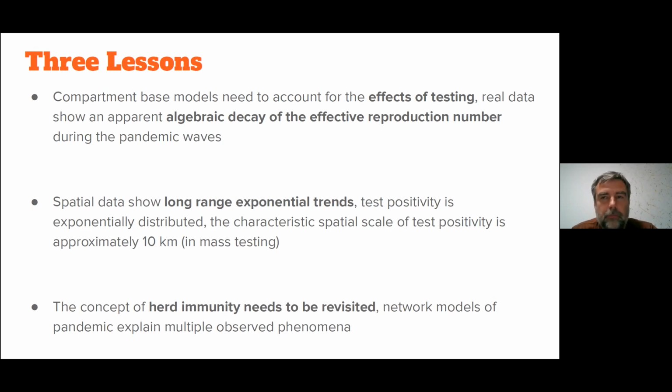So this is the elementary part, which somehow doesn't bend that much. 10 kilometers should have a really high level of correlation. And the last point I want to make, hopefully I will have time for that, is that the concept of herd immunity needs to be revisited seriously. And yeah, I will explain why. I will use network models for that.